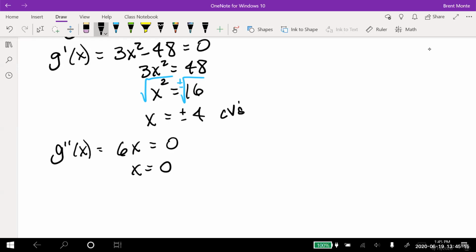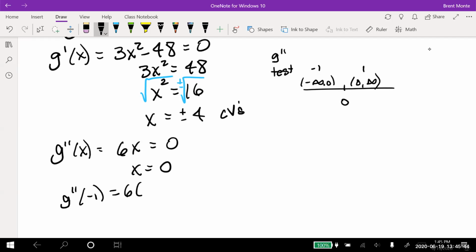So what I'm going to do is look to the left and right of 0. Notice this is going to give us the interval negative infinity to 0. This is going to give us 0 to infinity. I'm going to take a test number in each of those intervals, say -1 and +1. I'm plugging them into the second derivative because I'm looking for concavity. Well, if I plug in -1, g double prime of -1 is 6 times -1, which is -6. Negative, notice that's less than 0.